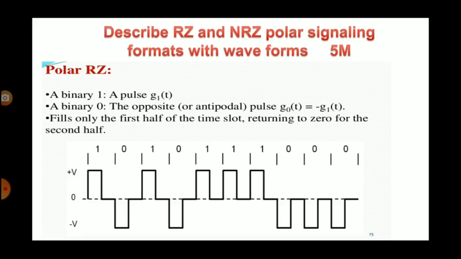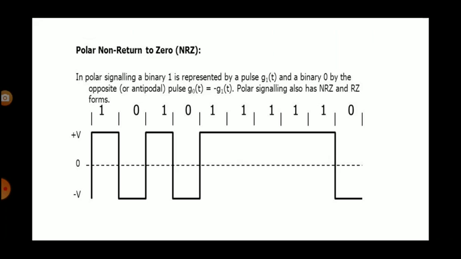Describe RZ and NRZ polar signaling formats with the waveforms. Polar RZ: a binary 1 is a pulse G1 of t, and a binary 0 is the opposite or antipodal pulse G0 of t equal to minus G1 of t, which fills only the first half of the time slot, returning to 0 for the second half. The figure illustrates RZ and NRZ polar signaling format.